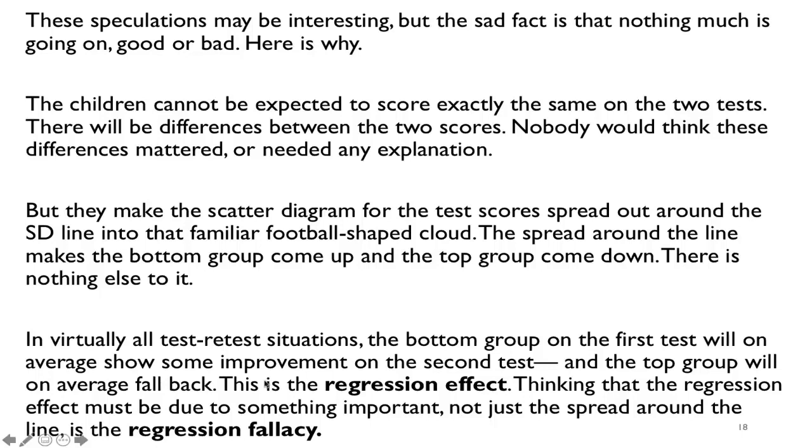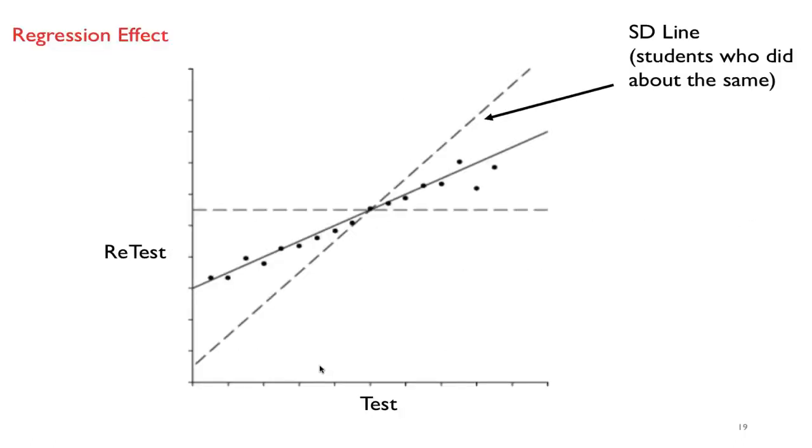But virtually in all retest situations, the bottom group on the first test will, on average, show some improvement on the second test, whereas the top group on the first test will, on average, fall back. This is the regression effect, and it has to do with what I mentioned earlier, that the slope is dampened a little bit by the correlation coefficient. Thinking that the regression effect must be due to something important is called the regression fallacy, and it is something we want to be careful with. So here's what the regression effect says.